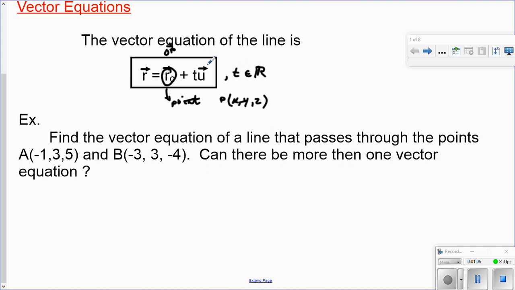So let's find a vector equation of a line that passes through the points A and B, and can there be more than one vector equation? Okay, so we're going to find our direction vector first. That's going to be AB, and that'll be -3 take away -1, so -3 take away +1, which is -2. 3 take away 3 is 0, and -4 take away 5 is -9. So that's our direction vector. Then for our vector equation I need a point. I'm going to use point A.